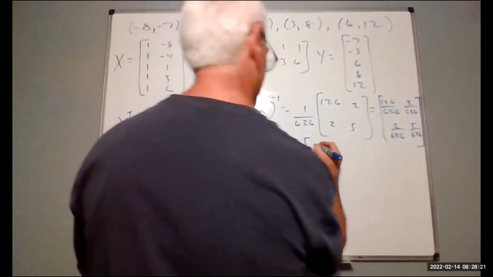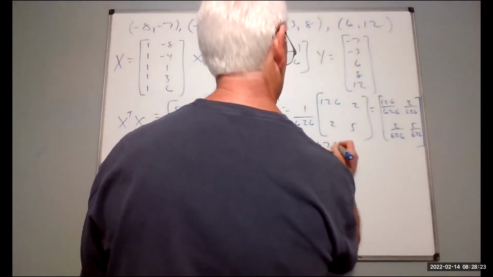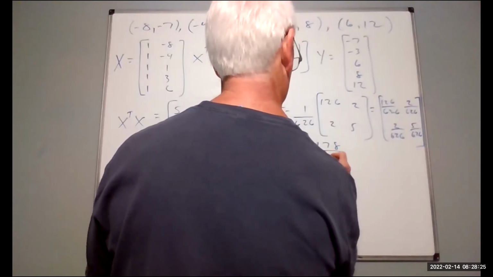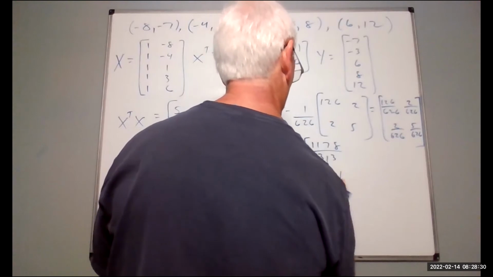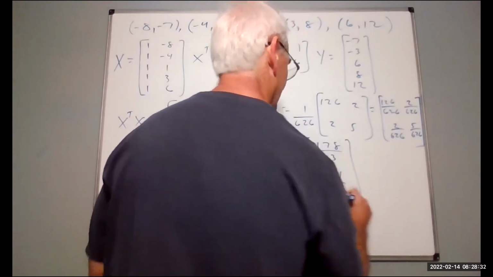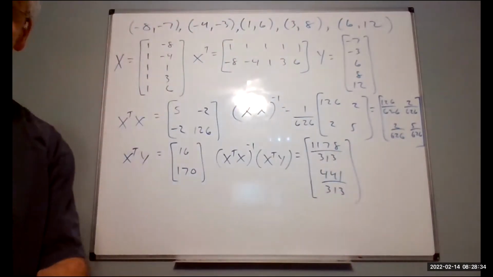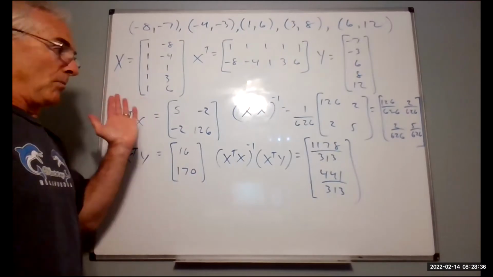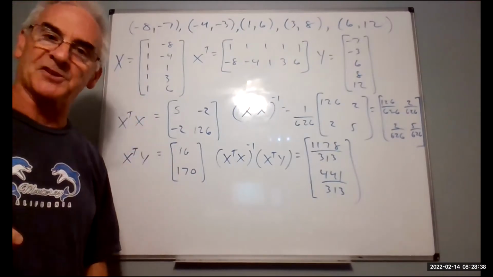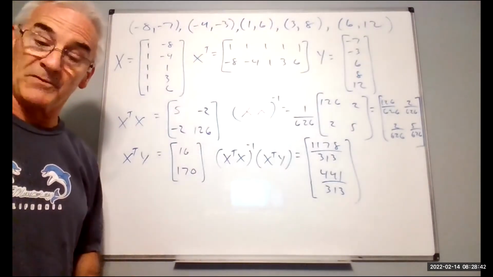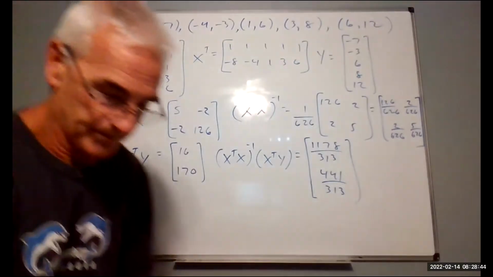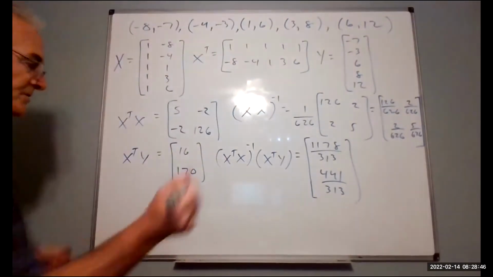So this is 1178 over 313, because only 2's will cancel. And this is 441 over 313. That's pretty ugly, but it is what it is. Now, I'm done with the problem, but I have not expressed my answer yet. My answer is in the form of a line. So I'm going to express the answer, and here's the answer.